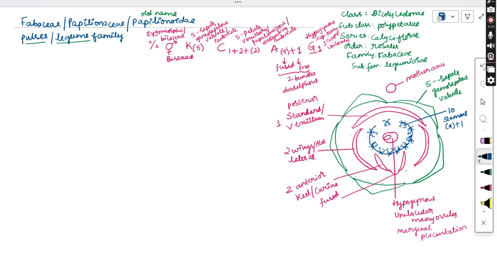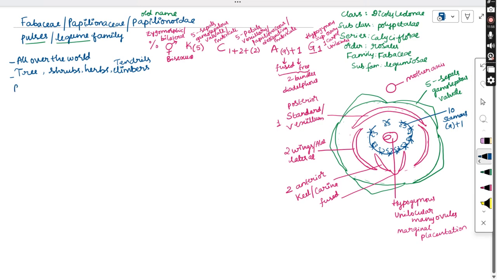So let us see where you can find this pulses family. These pulses family are distributed all over the world. Wherever you look, these plants will be growing abundantly. And when it comes to the habit of these plants, they may be trees, or shrubs, herbs. Few are climbers forming tendrils. Tendril climbers can be seen. So this is the habit and this is the distribution.